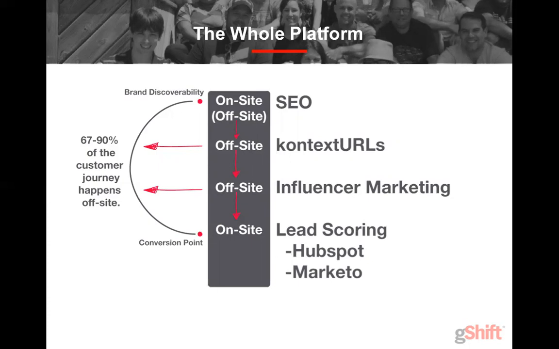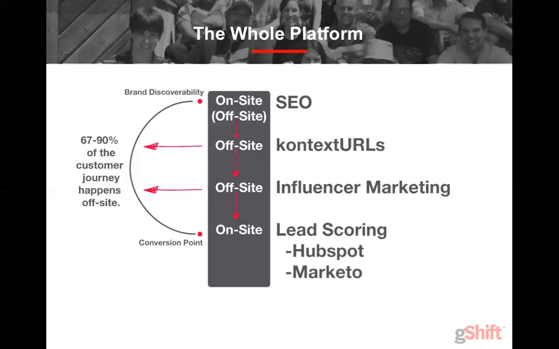I just wanted to take a couple of minutes and go through how we talk about it here at GShift proper, so that you can borrow the same words when you talk about it to your prospects and clients. From start to finish, from top to bottom, this image covers the different modules that we have: the SEO module, the contextuals module, and the influencer marketing module, and then our ties into lead scoring, which right now is complete with HubSpot, but we're also working on Marketo and SharpSpring. We also cover this concept of on-site and off-site, and we cover the topic of the customer journey.